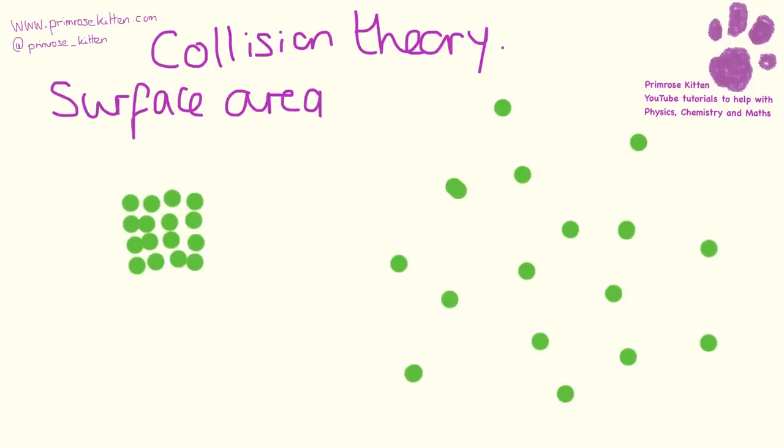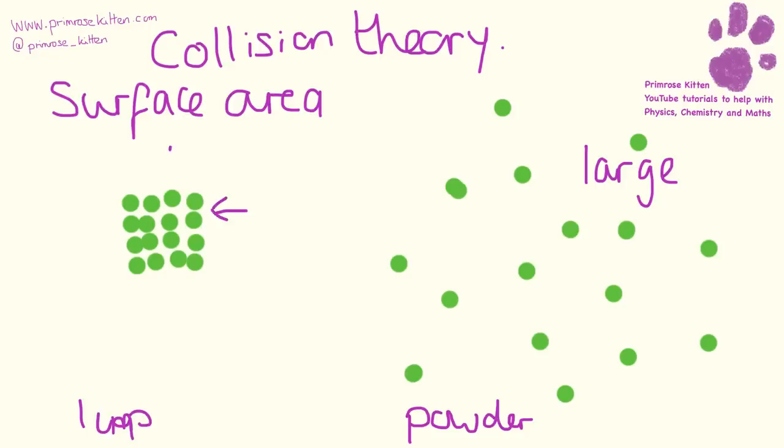Now, surface area is tricky to understand because the smaller the particles, so if something is powdered as opposed to in a lump, this is going to have a larger surface area. Now, only the things on that outside can collide. So in the lump, there is only 10 different particles available to collide. Whereas here, all of them can react with other things because they're all spread out. So they have a larger surface area.